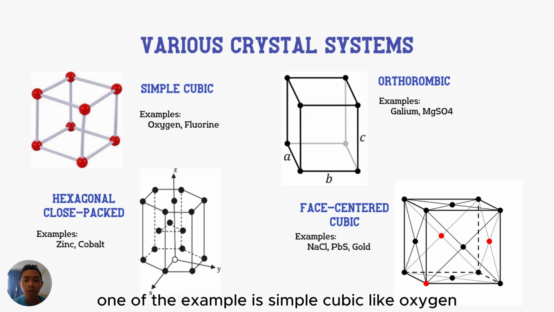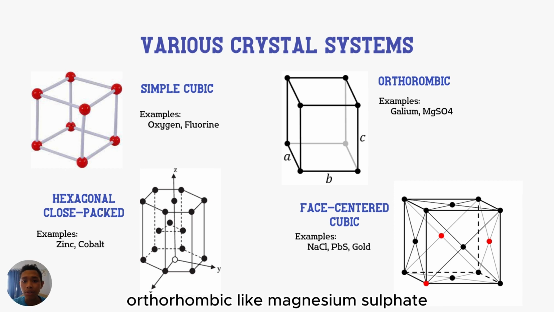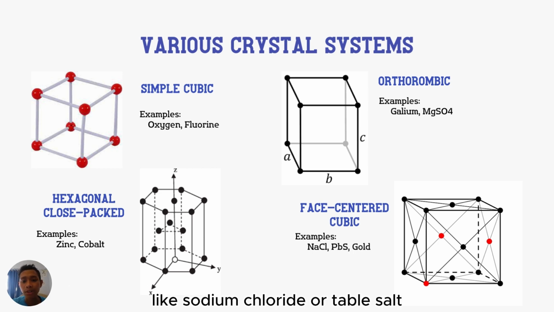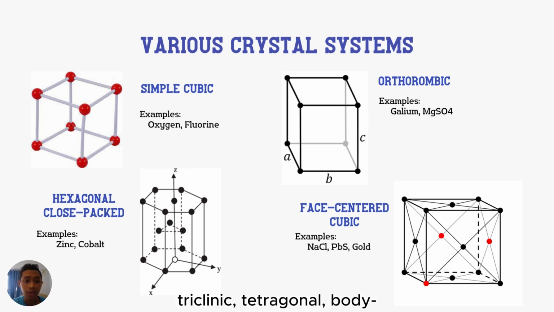One of the examples is simple cubic, like oxygen, or rhombic, like magnesium sulfate, which we call Epsom salt, hexagonal close-packed, like zinc, and face-centered cubic, like sodium chloride or table salt. There are also other types of crystal systems, like monoclinic, triclinic, tetragonal, body-centered cubic, and diamond structure.